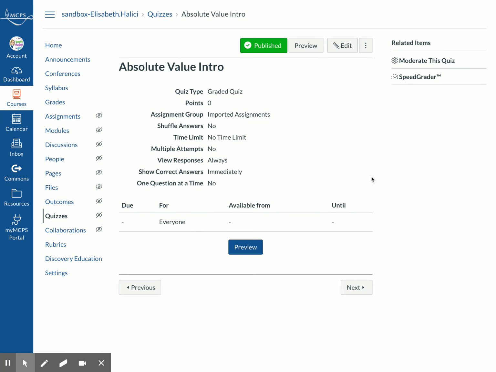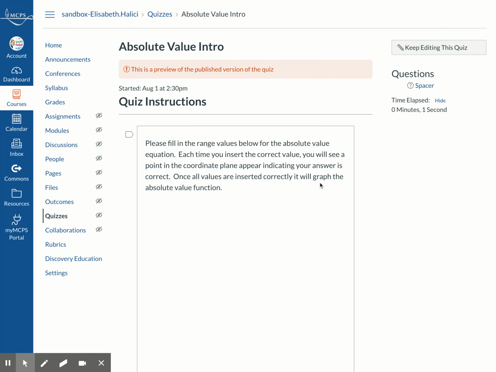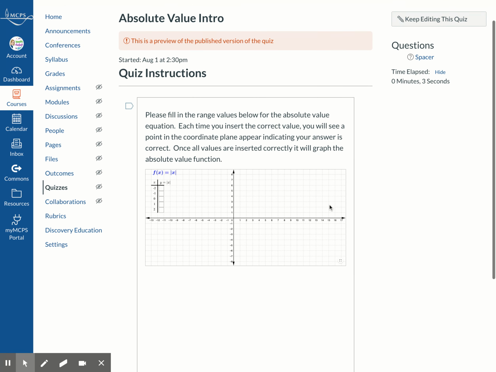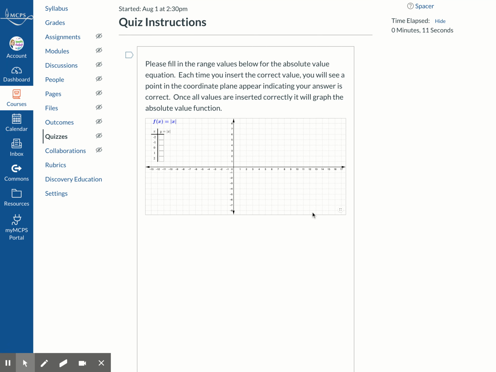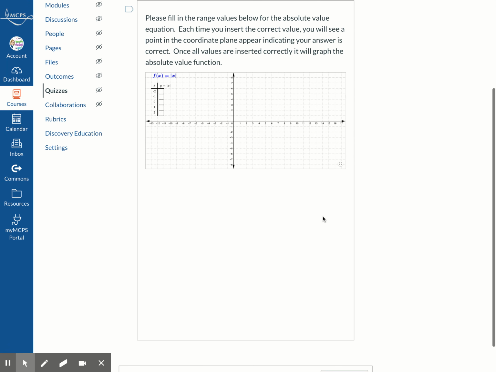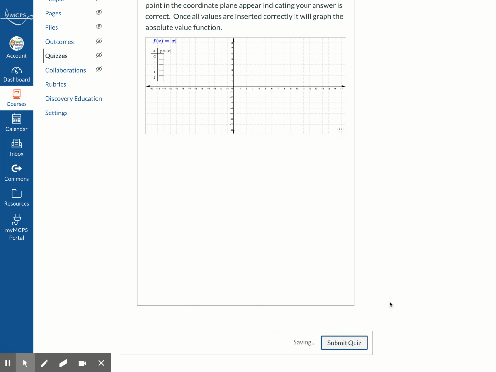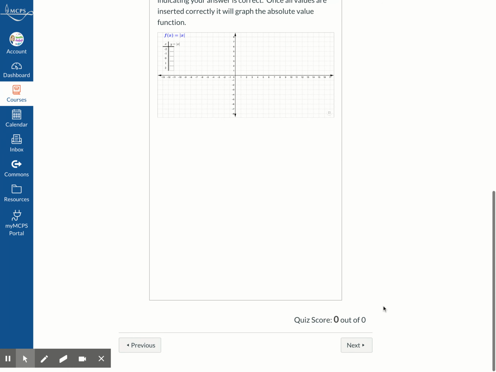The following page is asking students to look at the graph and fill in the absolute value. As students fill in the numbers, a graph will present itself, the absolute value function. Students are able to make connections to previously learned content. This activity also serves as a pre-assessment.